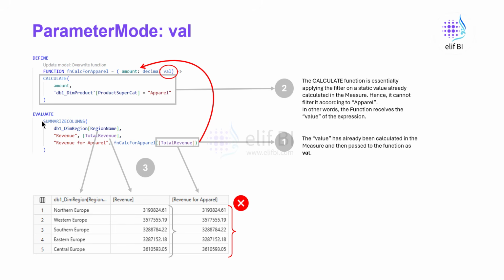And then here we are just evaluating something like we are categorizing it by region name. We've got the normal revenue, which is the measure of total revenue. And we've got the revenue for apparel. But the filter context does not apply. That's why we see both of these are the same. So what happens here is that when the function is being called, the engine first evaluates the total revenue, which is the same amount as the other total revenue.